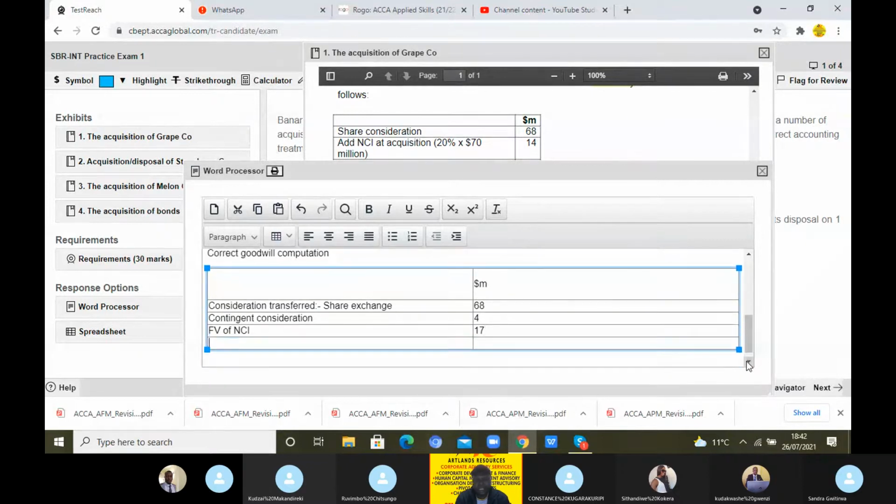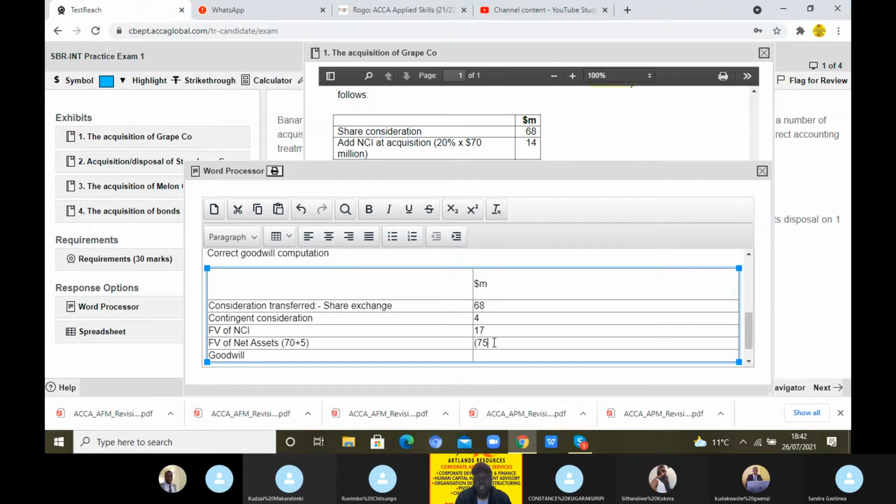And then fair value of net assets. Remember, there were 70 million. I have added another 5, which is the fair value adjustment. So I now have 75. And now I have goodwill. This is how goodwill should have been. My 75 here is in brackets.